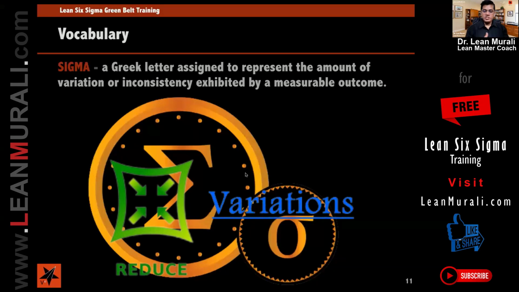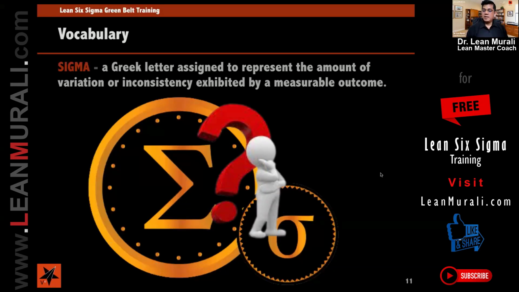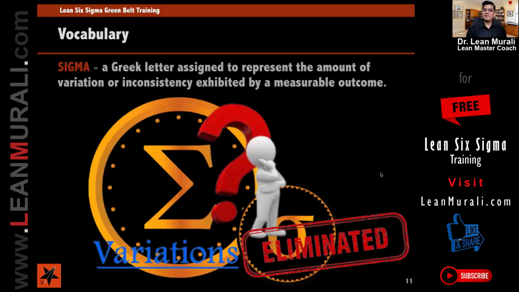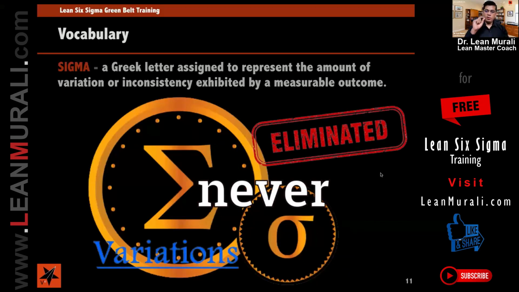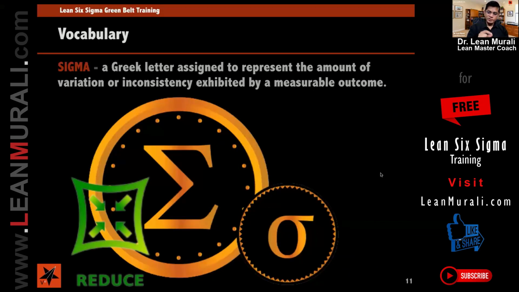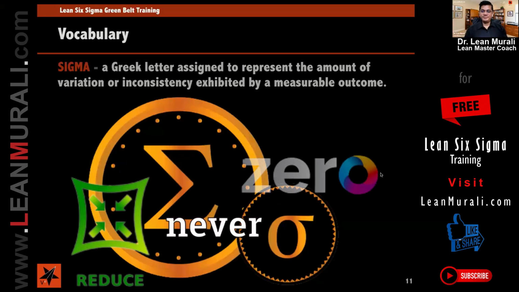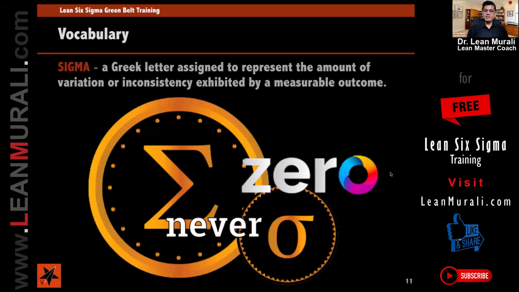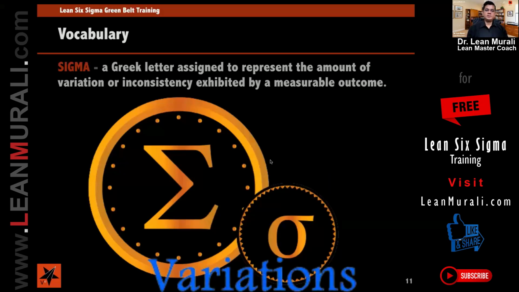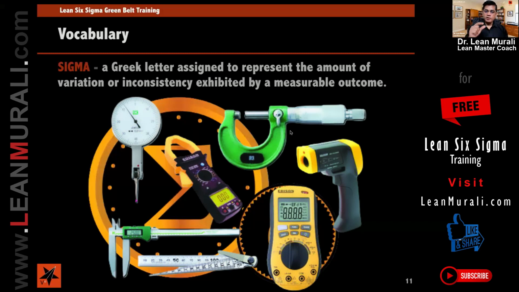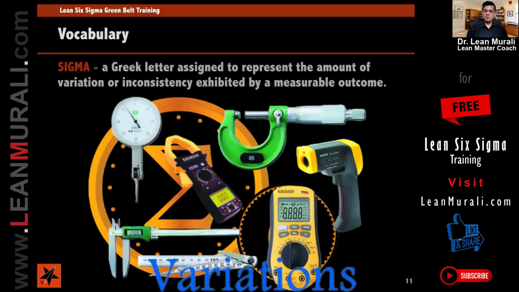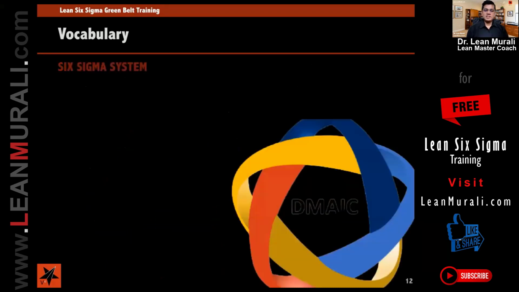Okay, some questions here. Can the variation be eliminated? Variation can never be eliminated. It can only be reduced. It can never become zero. There will always be variation. The only thing is the measuring equipment should have the capability to detect that variation. Okay? So let's go to the next vocabulary.